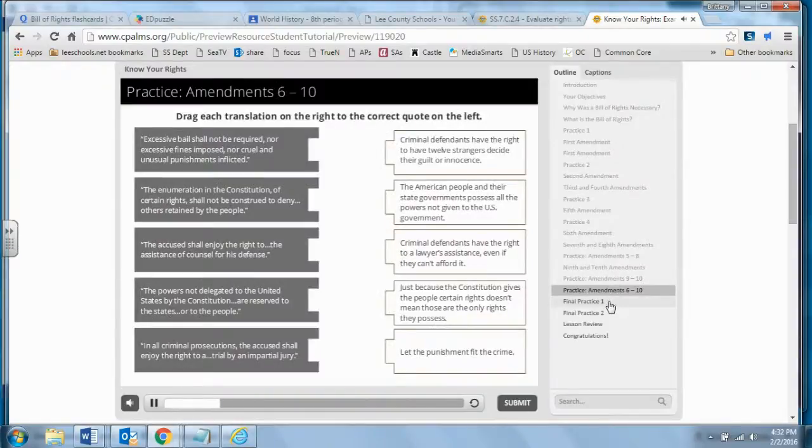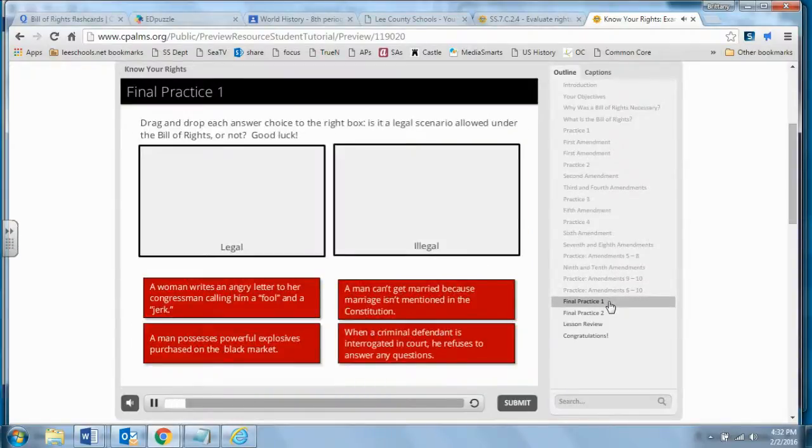Let's review the last 5 amendments. Now it's time for your final practice. You see here 4 brief scenarios involving the rights or freedoms of Americans. Some of these are legal scenarios that would be allowed under the Bill of Rights, the 10 amendments you've learned about. Others are illegal scenarios that would not be allowed under the Bill of Rights.